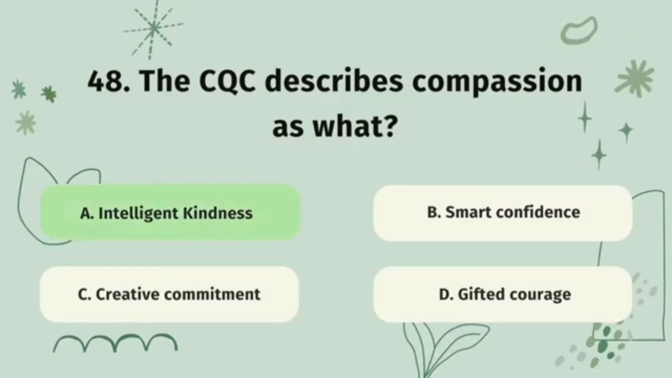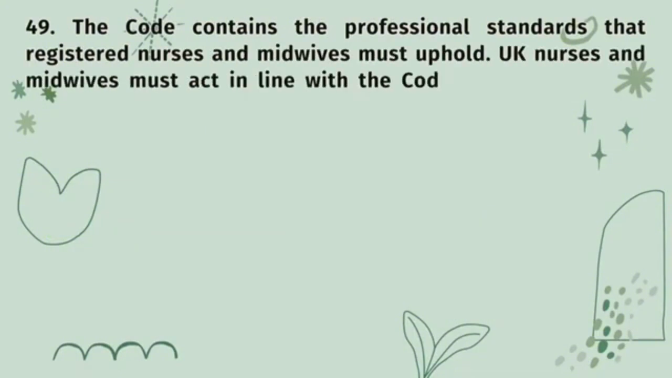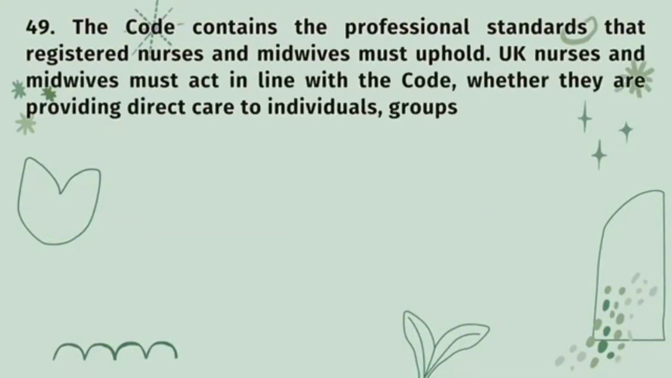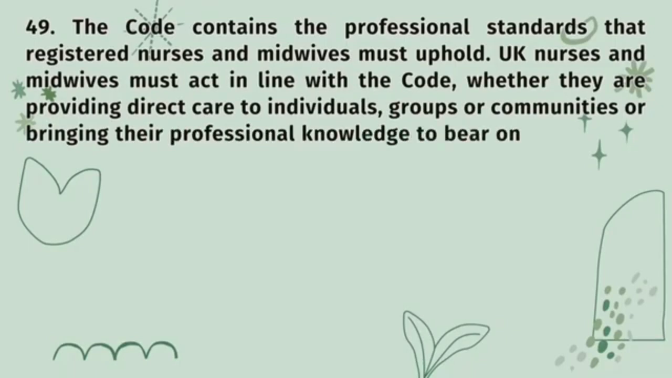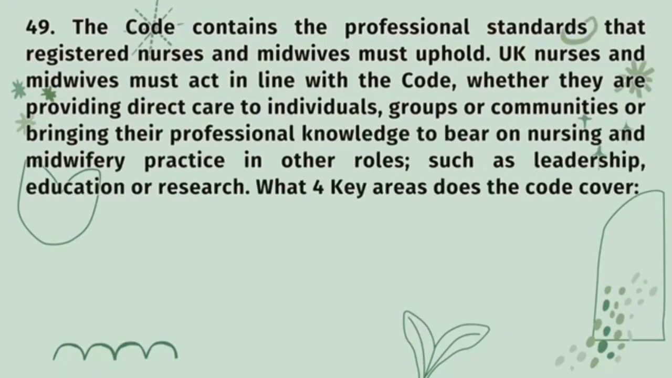The correct answer is A. Question 49. The code contains the professional standards that registered nurses and midwives must uphold. UK nurses and midwives must act in line with the code, whether they are providing direct care to individuals, groups, or communities, or bringing their professional knowledge to bear on nursing and midwifery practice in other roles, such as leadership, education, or research. What four key areas does the code cover?